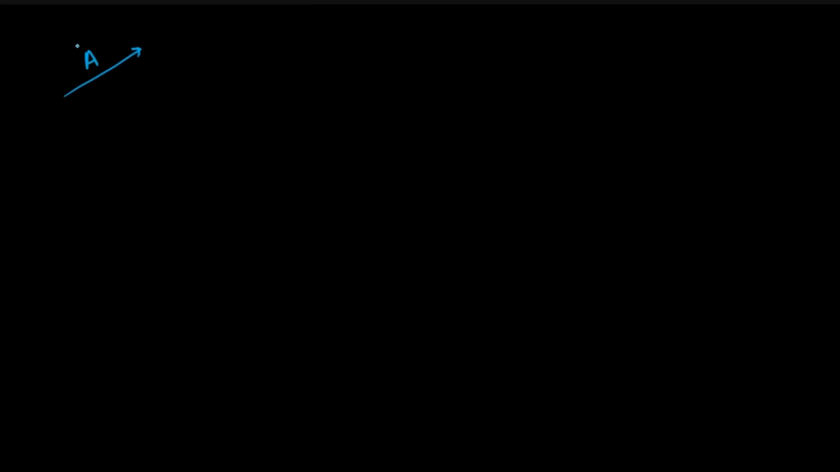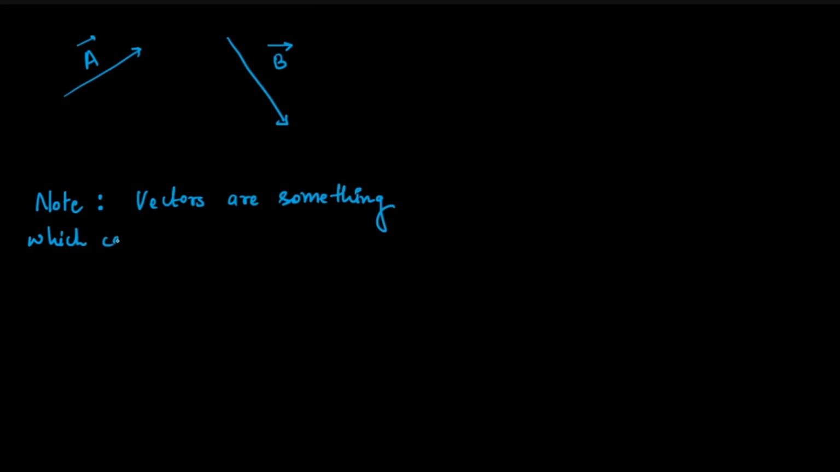This is vector A, this is vector B, I assume. So, vectors, again, a very important point about vectors that you need to write also. Vectors are something which can be moved in the plane parallelly in any direction. This is very important.